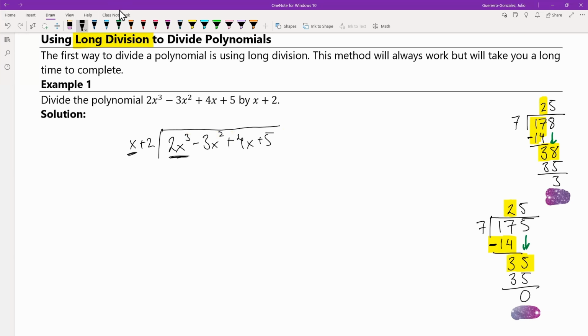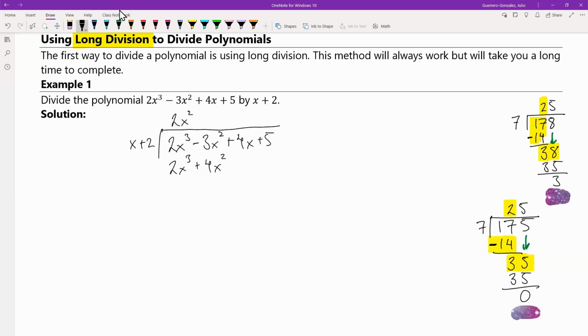X goes into 2x cubed. It goes in 2x squared times, okay? So the way that people usually remember it, right, is this times this is equal to that thing, okay? So this times x is my 2x cubed here. Okay, now I have to do the next thing over where I have to multiply this and this. Okay, and that is going to be, so 2x squared times 2, that's positive 4x squared.